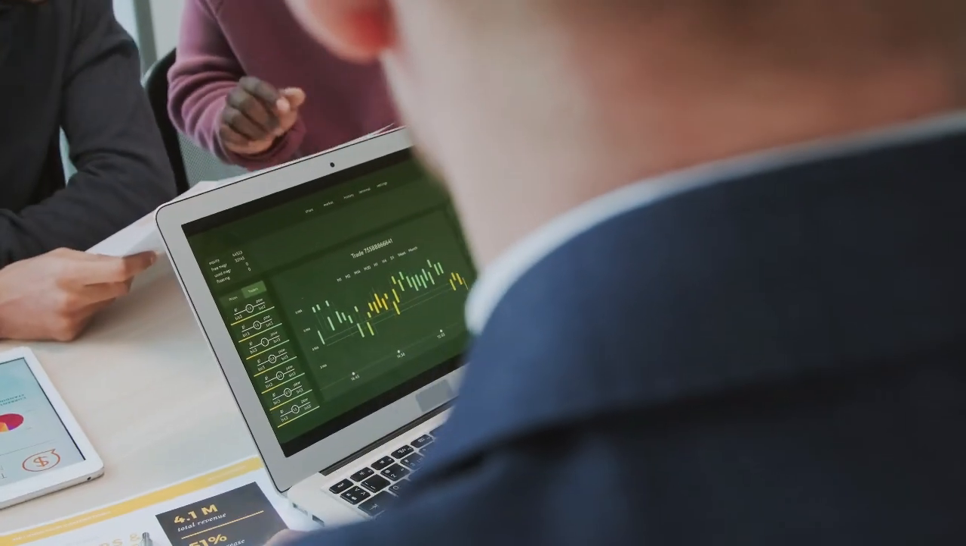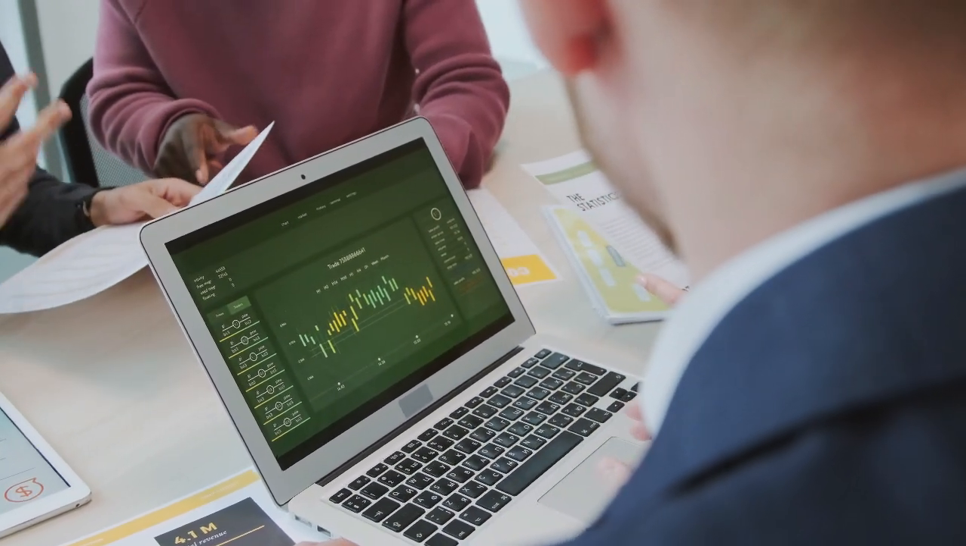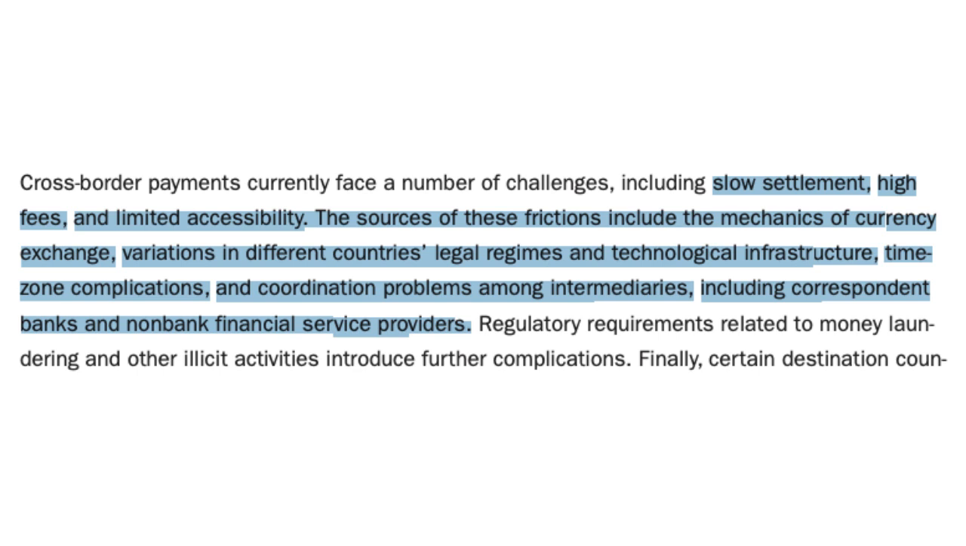The paper also outlined restrictions in cross-border payment infrastructure, namely slow settlement, high fees and limited accessibility. The sources of these frictions include the mechanisms of currency exchange, variations in different countries' legal regimes and technological infrastructure, time zone complications and coordination problems among intermediaries, including correspondent banks and non-bank financial service providers.